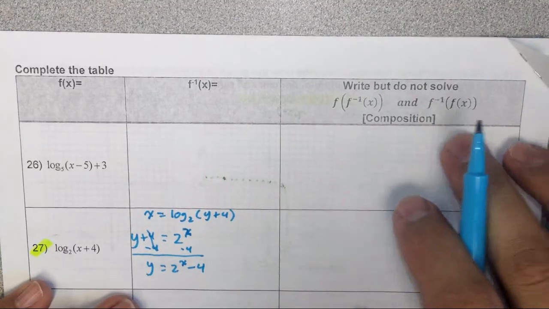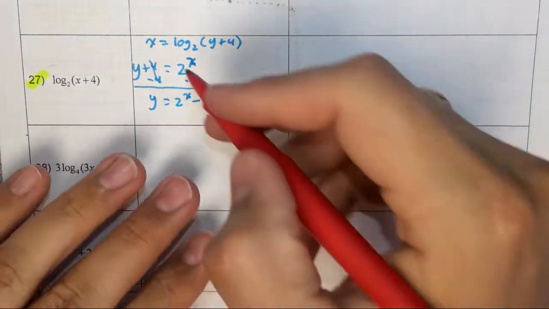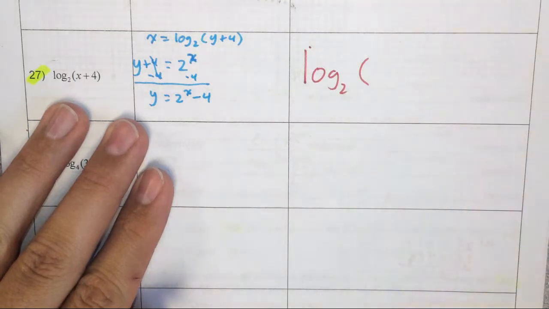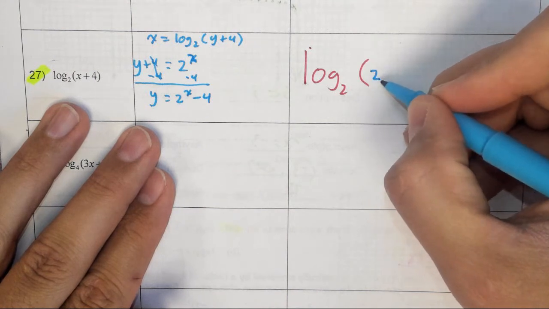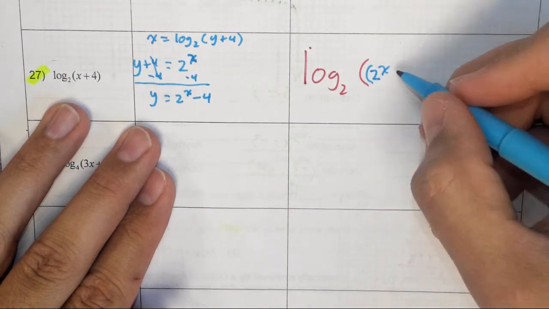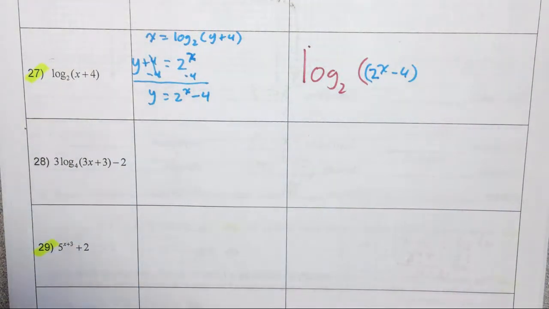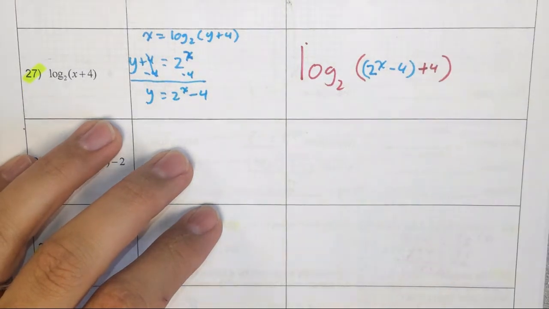It says up here to check these both ways. We're just going to do it one way. So we are going to pull the original one here, log base 2, but instead of x, I'm going to write this, which is 2 to the x minus 4. And this is going to be plus 4 there, like that.